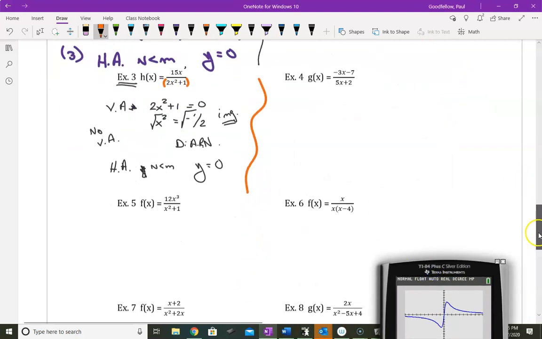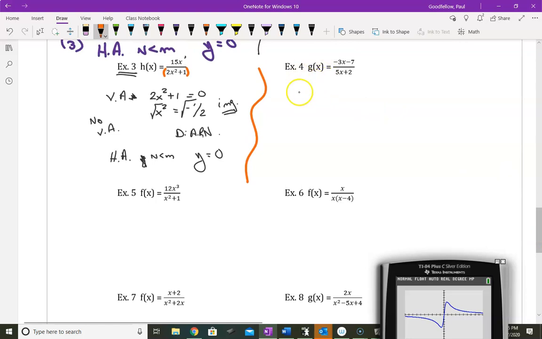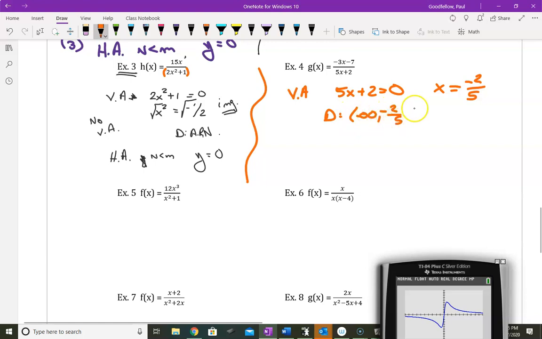Number 4. Number 4, vertical asymptote can be a 5x + 2 = 0. It can absolutely be a fraction, -2/5. That's not unheard of. Again, the domain in this case would be from negative infinity to -2/5, soft bracketed, unioned with -2/5 to infinity. You end up with a couple of vertical asymptotes. It just makes this domain restriction relatively longer.